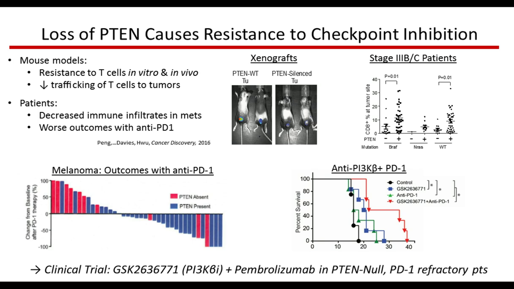This was actually really validated in patients by looking at a large cohort of stage 3 melanoma patients as well as the melanoma TCGA cohort, where we found that tumors that had loss of PTEN had less immune infiltrates, including both CD3 and CD4 positive T cells. Now, T cell infiltrates have been strongly linked to sensitivity to immune checkpoint inhibitors, and particularly anti-PD-1.